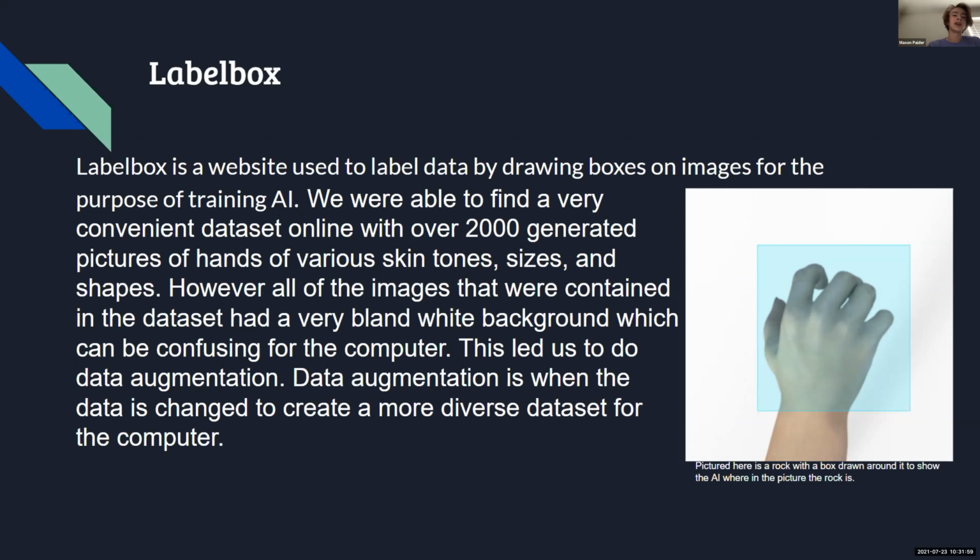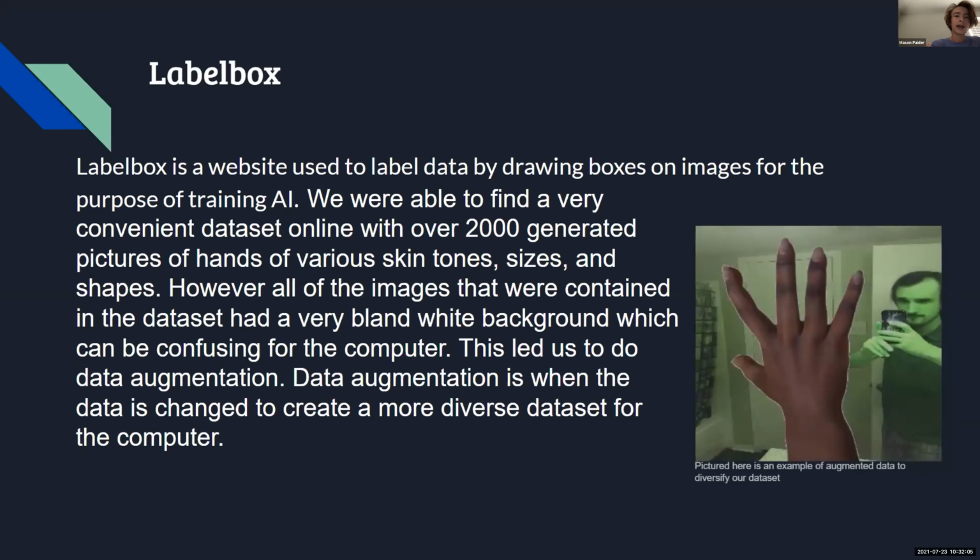So we did something called data augmentation, which is where we change the background of the data. And right here is actually a picture that we added to the background. We all just threw in like 20 or 30 random photos that we had, set them as the background, retrained the computer, and then it was able to recognize better with different backgrounds.